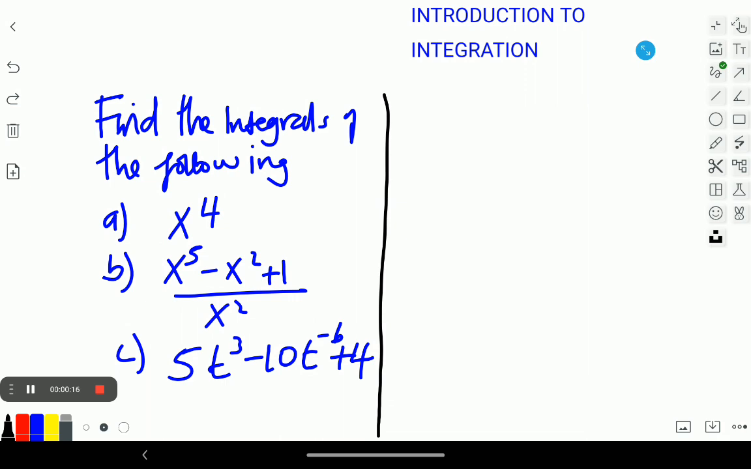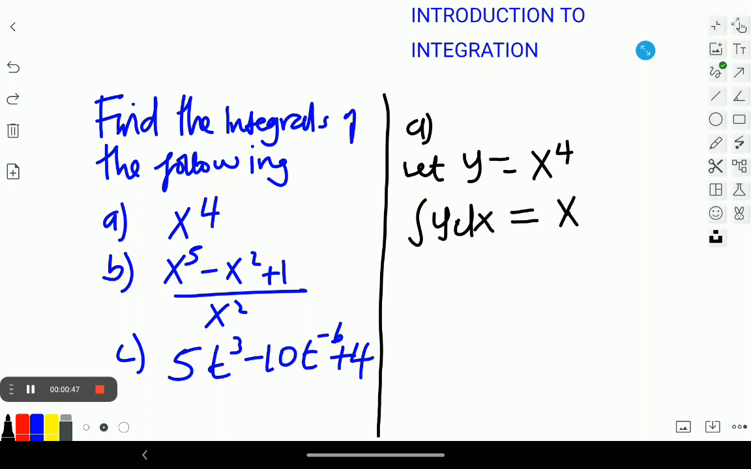Let us just apply the formulas we have already finished, so that if y is equal to x power n, we just need to raise the power by 1. Now for instance, for a, say that y is equal to x power 4. If we want the integral, we shall have the integral of y with respect to x, which is the integral of x power 4. Let us also put there dx. These are what we call indefinite integrals. There are no limits.